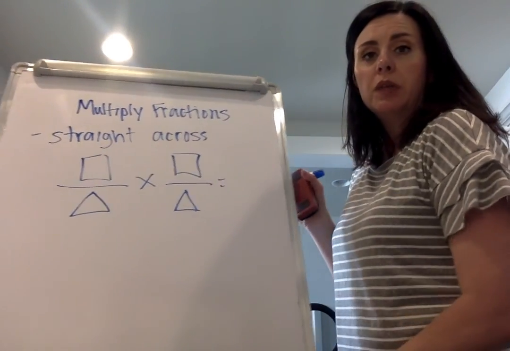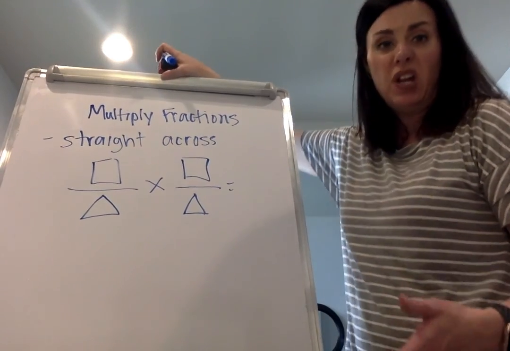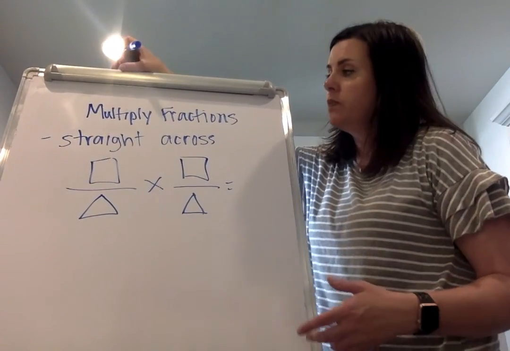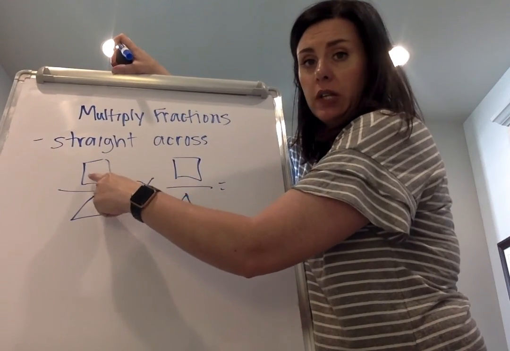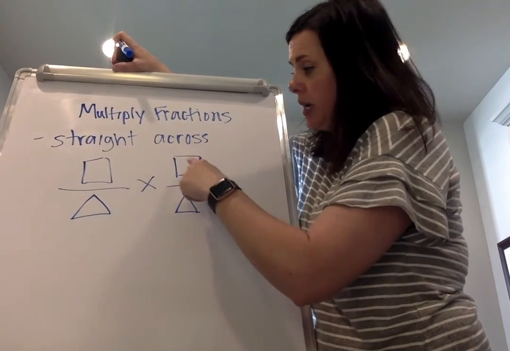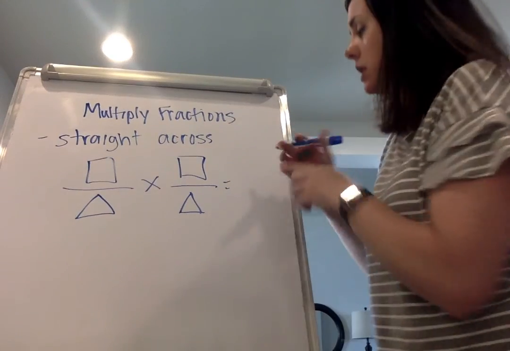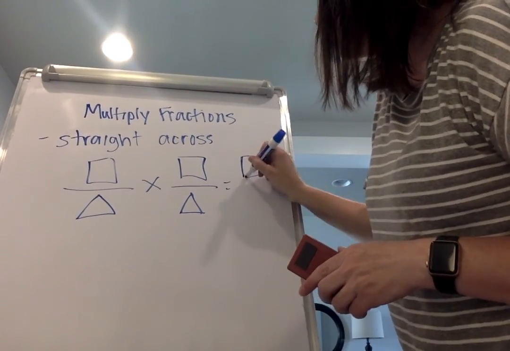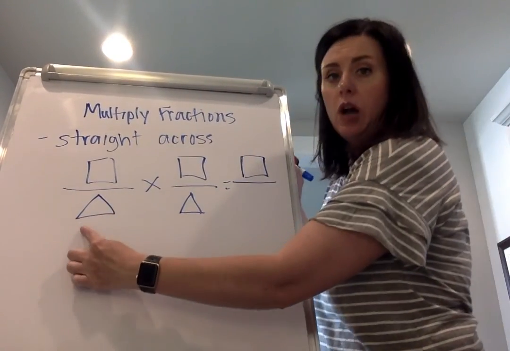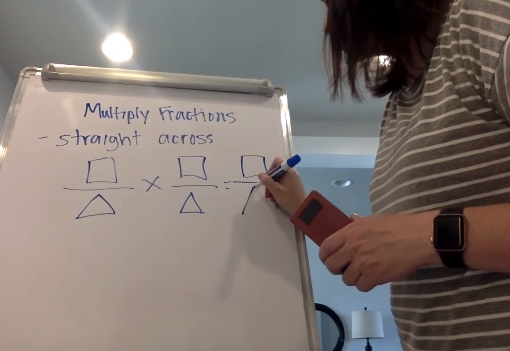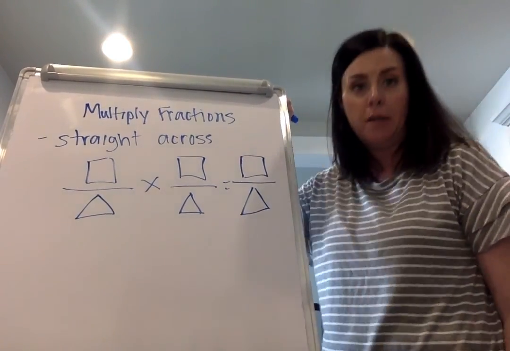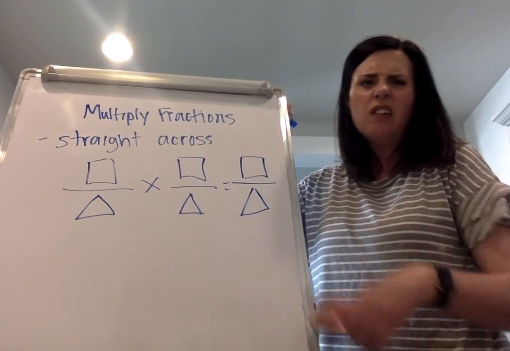When we are multiplying fractions, I could have used numbers, but I used shapes today to show. When we multiply, we go straight across. So it's the numerator times the numerator gives me my answer as a numerator. And then my denominator times denominator gives me my answer as a denominator. Okay? Now I'm going to fill these in.